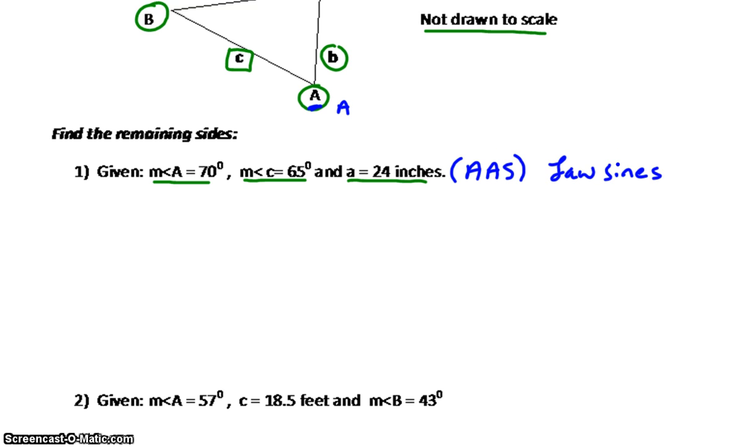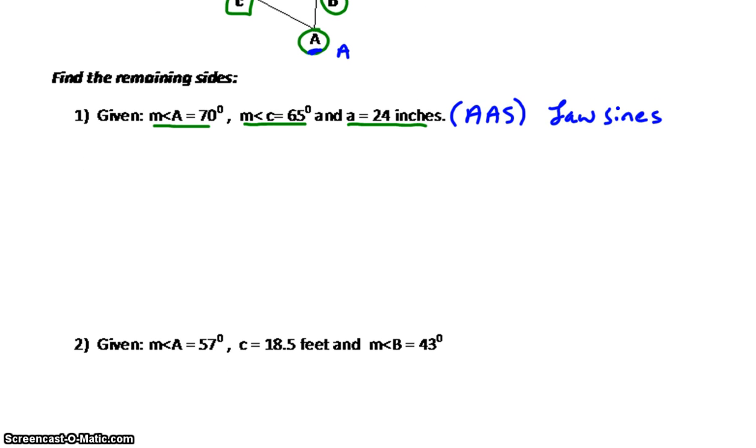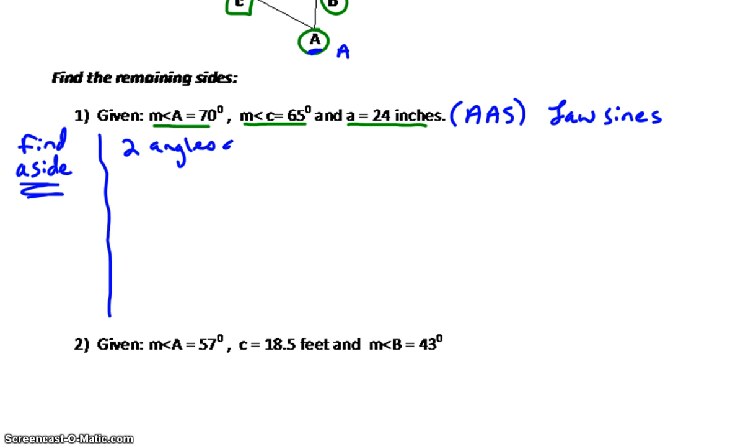Now, if we take a look at this one, how do we set it up? Well, we want to find a side. But before we find the side, the easiest thing to do when given two angles is just to find the other angle.